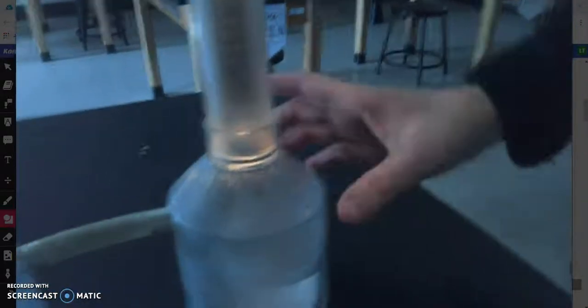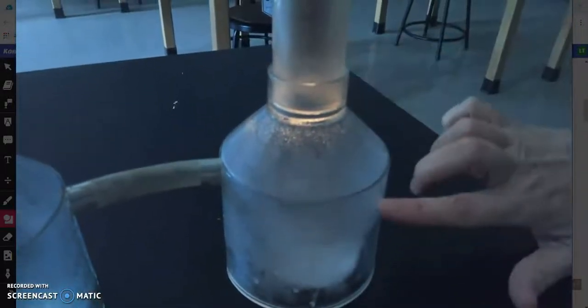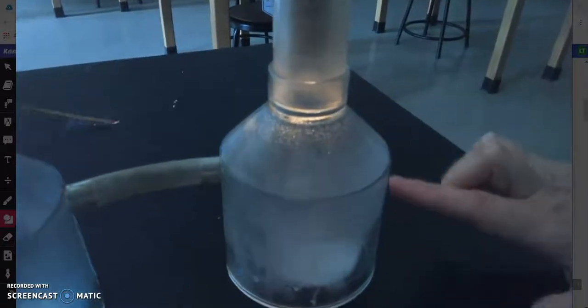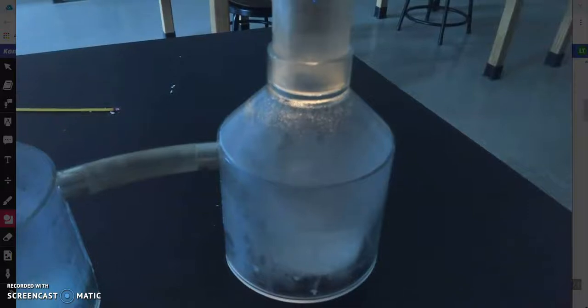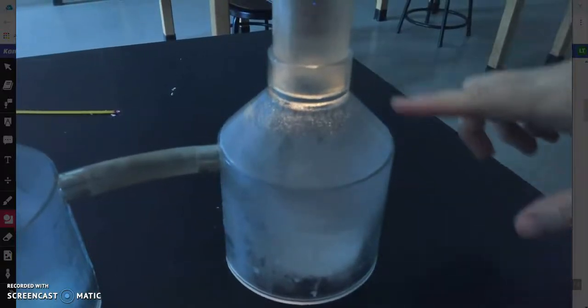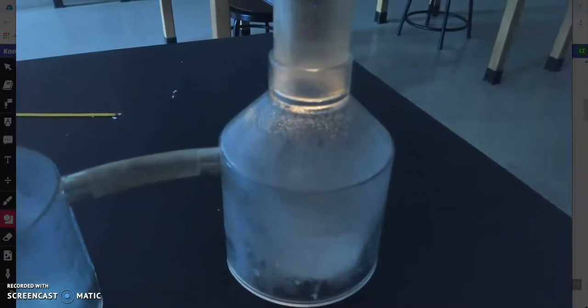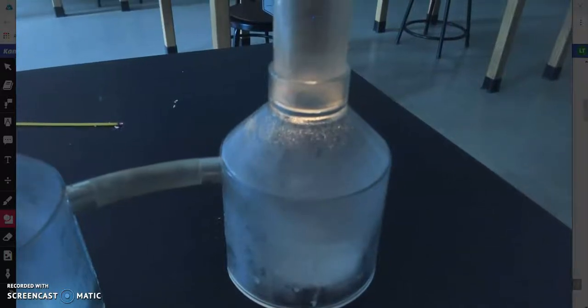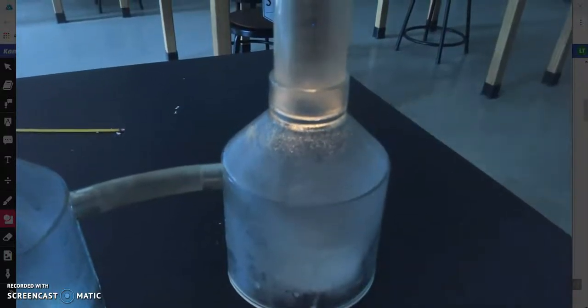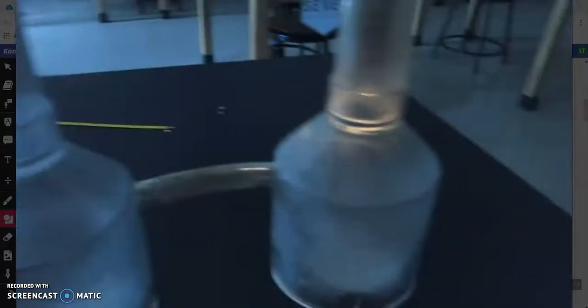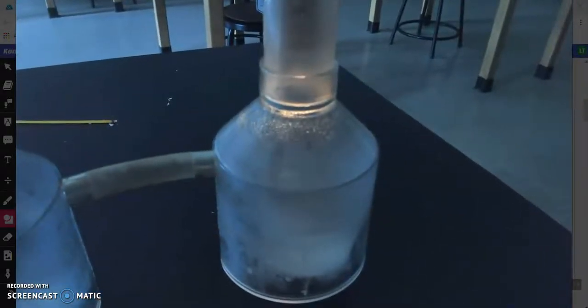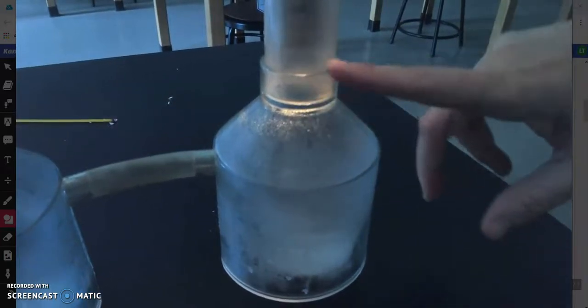Let's see if I can get a little closer. It's a little foggy, but in person you can really see the smoke swirling around. You can see it a little bit. Yeah, you can kind of see it swirling. When it was cold in there, the smoke was just staying completely still, but now you can really see it swirling around.